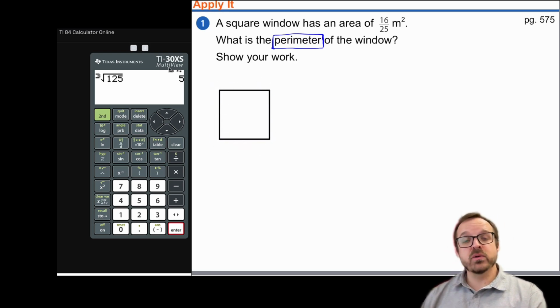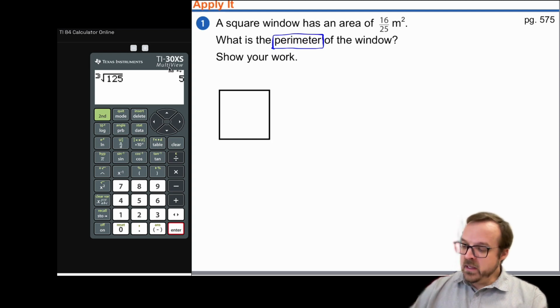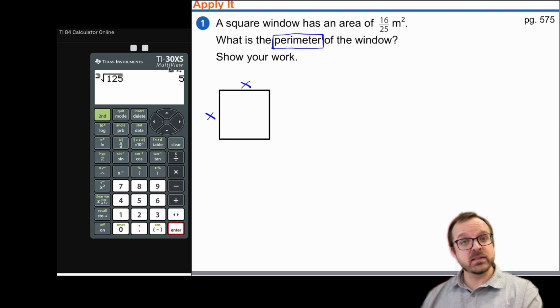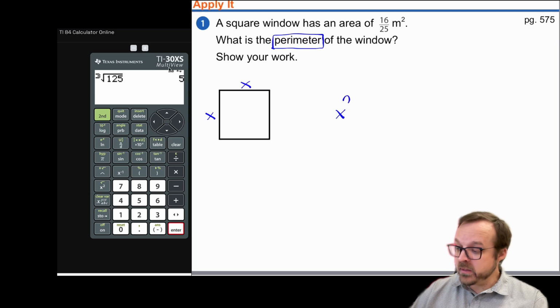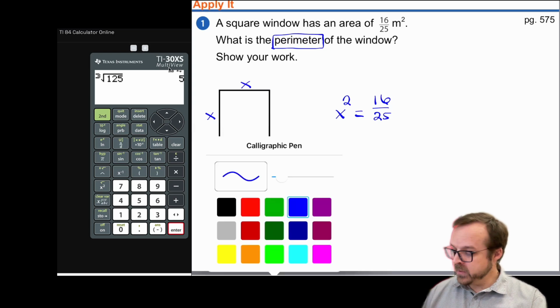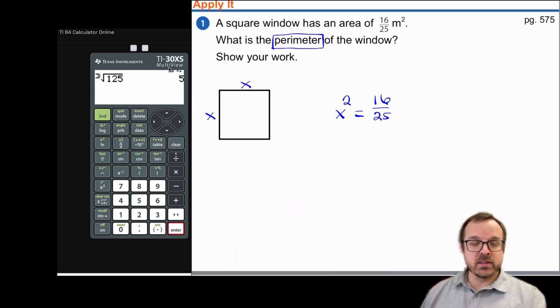In this case, we are told the area, right? And because the area of a square is the side times its side, or its side squared, we can say, if we label our sides x, we can say that x squared is the area. We're also told that the area is 16 over 25 meters squared. From here, you can just solve for x like normal.